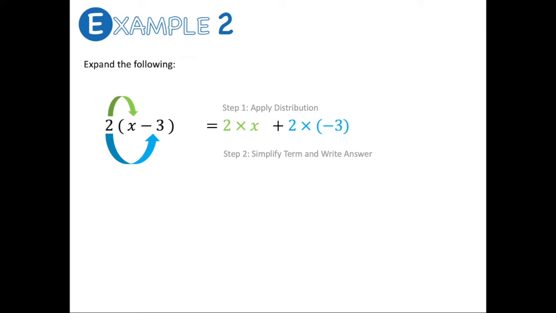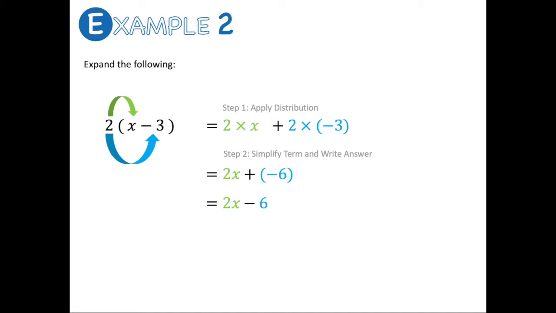When I go ahead and simplify, 2 times x is going to be 2x. And then plus 2 times negative 3 is going to be negative 6. So I've got 2x plus negative 6, which I can also write as 2x minus 6. So my expanded answer is going to be 2x minus 6.